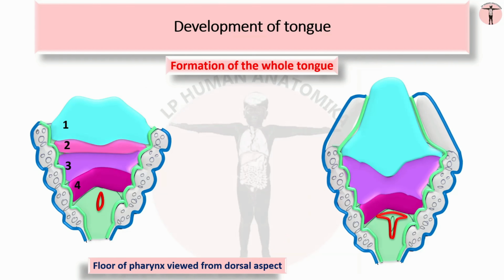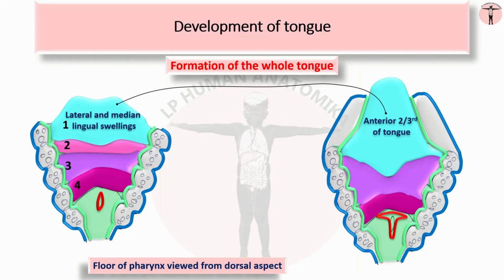Now let us see what are the arches which are involved in the formation of different parts of the tongue on the whole. The lateral and the median lingual swellings derived from first arch go to form the anterior 2/3 of the tongue. The copula derived from the second arch is submerged by the overgrowth of the 3rd arch and disappears later.